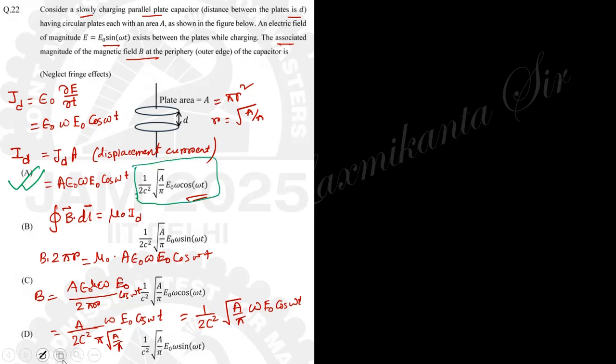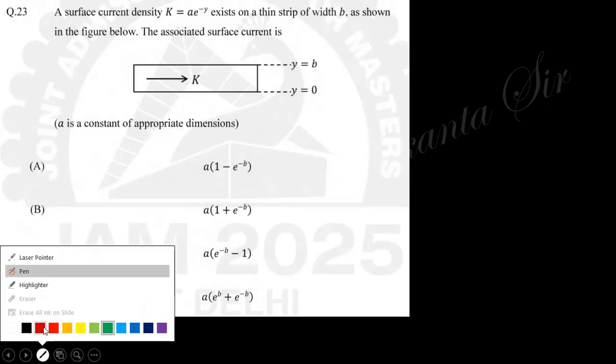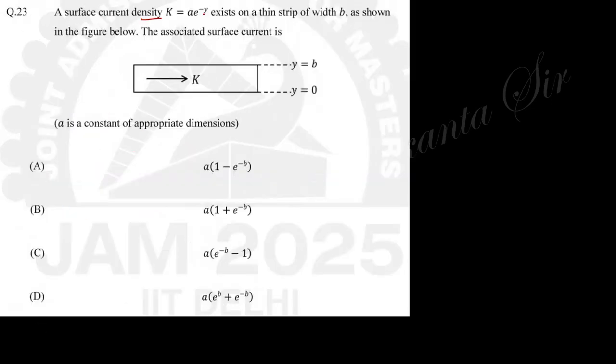Clear? Next question. The next question says a surface current density is given by k equal to a e to the power minus y, on a thin strip of width b as shown in this figure below. You need to find the associated surface current. So surface current I is nothing but the integration of k dy, where y varies from 0 to b. So k is a e to the power minus y dy.